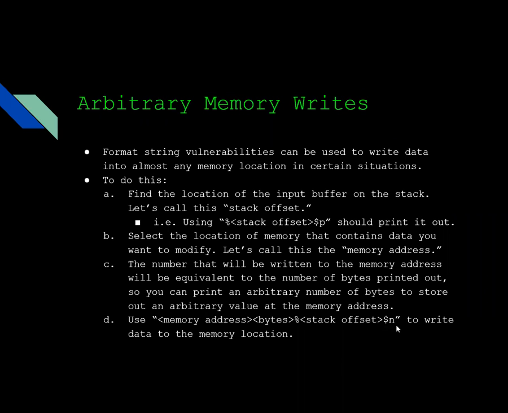So we're going to use this as sort of our formula for exploiting this vulnerability. We're going to write out the memory address in hex. Then we're going to write out an arbitrary number of bytes. Then we're going to use this format specifier right here. And what this is going to do is pop this memory address off of the stack, use that as the integer pointer, and write out the number of bytes that have been written out.